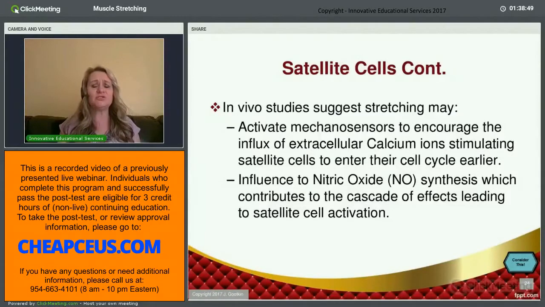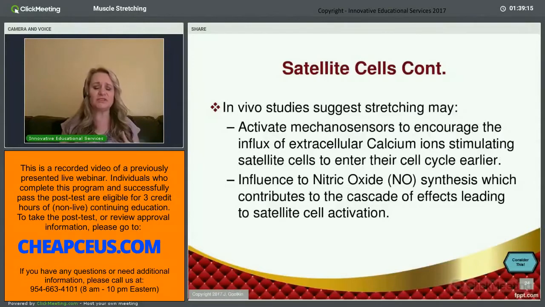And what they found is nitric oxide plays a significant role in the effects that activate satellite cells. The way they discovered this is through crush injuries in mice. When they blocked the nitric oxide, the satellite cells did not have their cascade of activation. Also, they found that our calcium channels play a significant role in encouraging these satellite cells to enter their repair cycle to allow for the muscle lengthening.